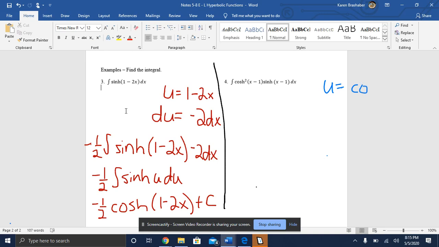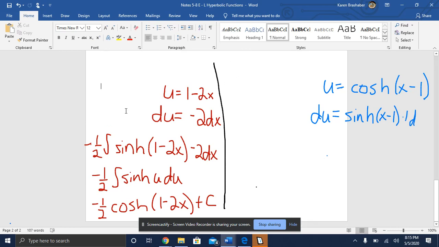So a better choice for you would be to choose u as the hyperbolic cosine of x minus 1. And then the derivative of that, so the derivative of hyperbolic cosine is positive hyperbolic sine of x minus 1. And the derivative of the x minus 1 is just a 1. And then we'll have dx. I'm not sure that you can see the dx because of what I've got on my screen. So just trust me, that's a dx.